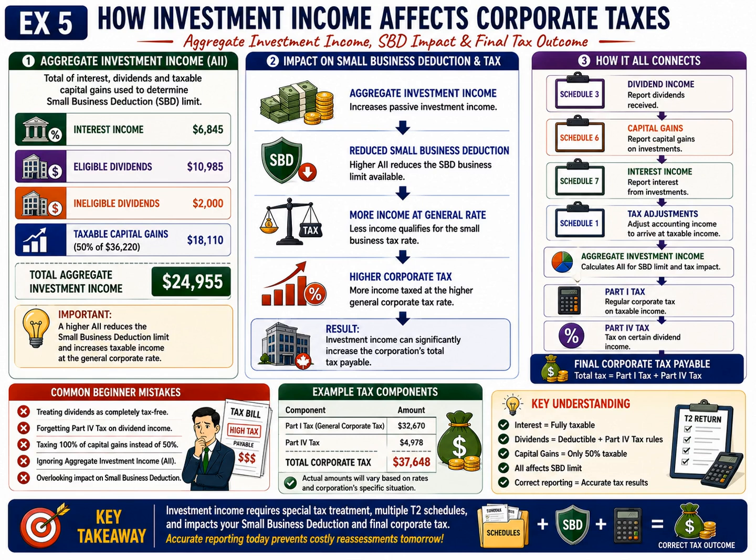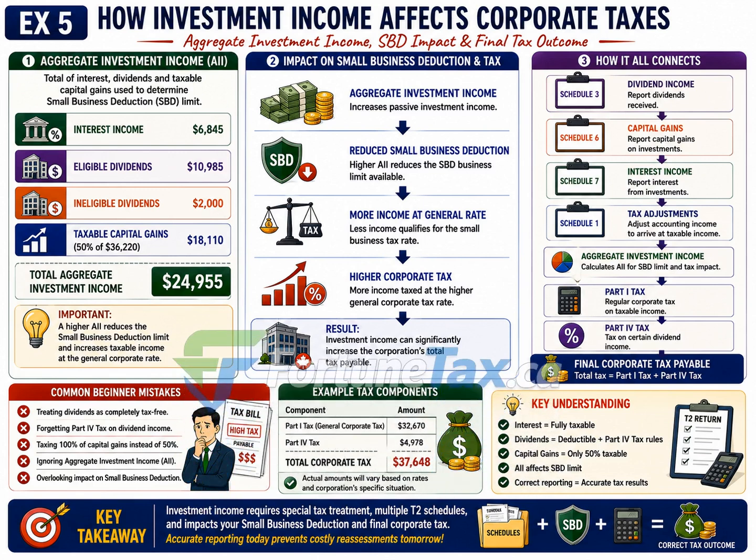Let's begin with the left side of the slide, where we calculate aggregate investment income, often abbreviated as AII. Aggregate investment income is a special tax concept used in Canadian corporate taxation. It combines specific types of passive investment income earned by a corporation during the year. In our example, the corporation earns $6,845 of interest income, $10,985 of eligible dividends, $2,000 of ineligible dividends, and a taxable capital gain of $18,110, which represents 50% of the actual capital gain.